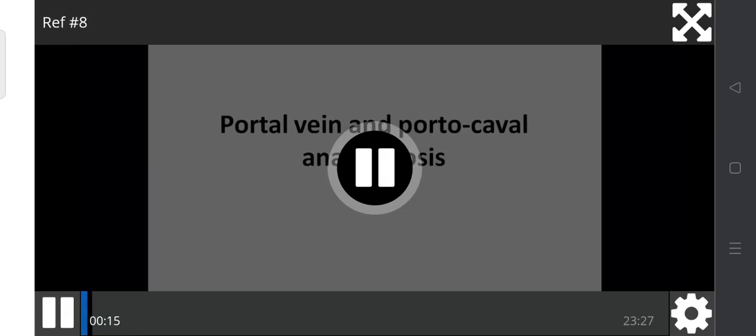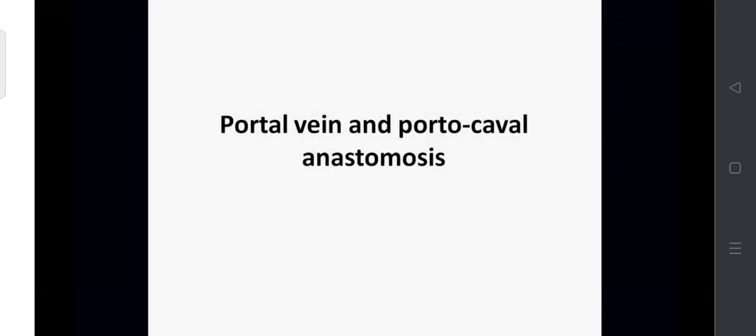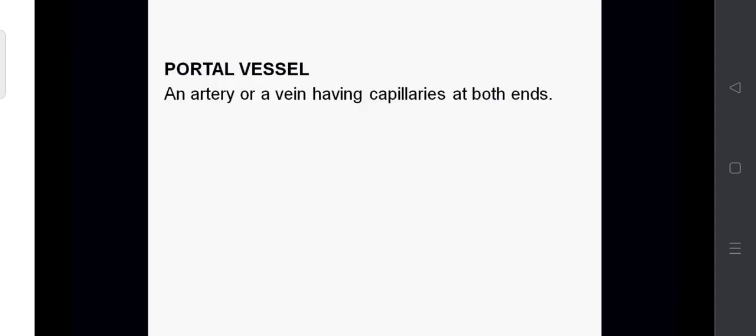Hello everyone. Today I am going to discuss portal vein and portocaval anastomosis. First of all, what is a portal vessel? An artery or a vein having capillaries at both the ends is called a portal vessel.